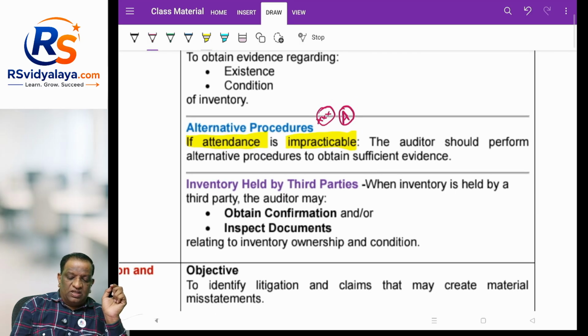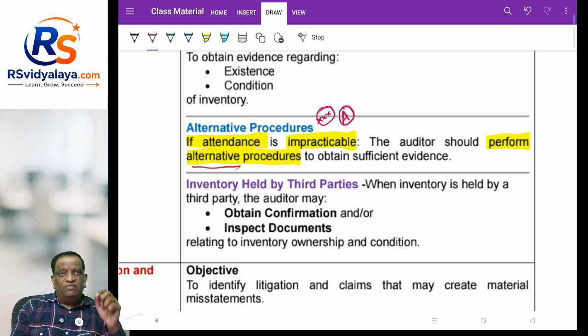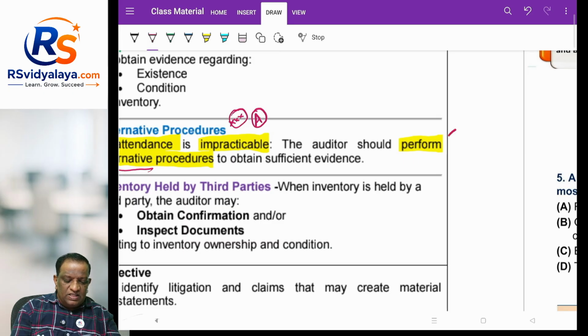Then what should an auditor do? If it has become impracticable, then the auditor should try to perform alternate procedures. Because it has become impracticable, the auditor should see whether he can perform any alternate procedures. If that is possible, he will continue. But what if these alternate procedures are also not possible? Then the auditor will evaluate the impact and modify accordingly. So, ideally, what should an auditor do if attendance becomes impracticable? First, perform alternate procedures. This is step number 1. If it is possible, it is okay. He will perform and conclude.